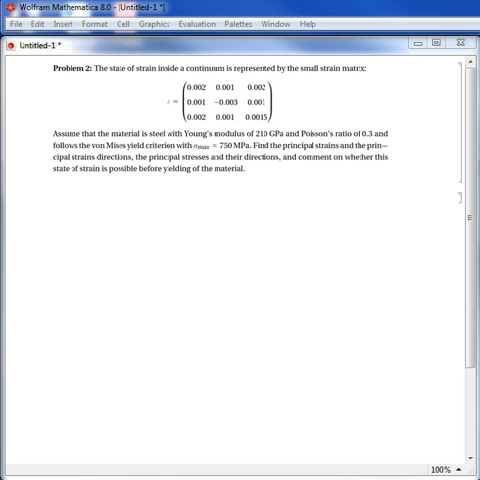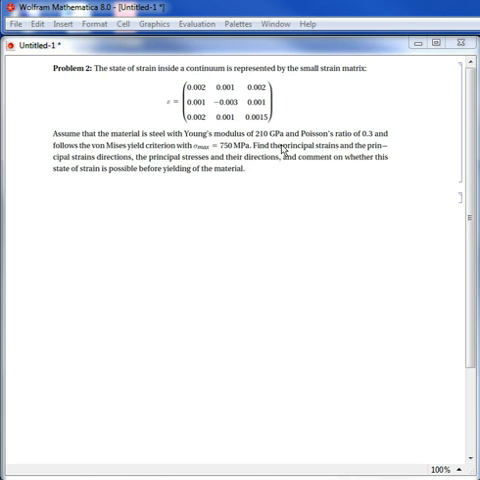In this tutorial, we're going to go through a few examples from Chapter 5, Linear Elastic Materials Constitutive Equations. In the first problem, you're given a state of strain inside a continuum represented by the small strain matrix given here, and assuming that the material is steel with Young's modulus of 210 gigapascal and Poisson's ratio of 0.3, it also follows the von Mises yield criterion with sigma max equal to 750 MPa. We need to find the principal strains.